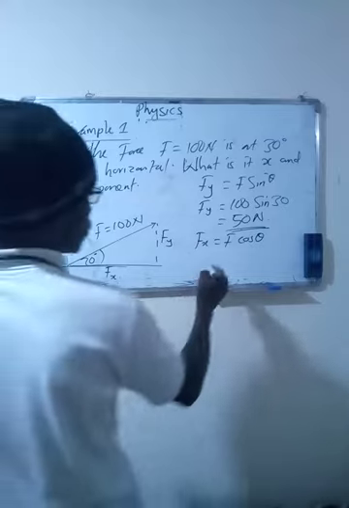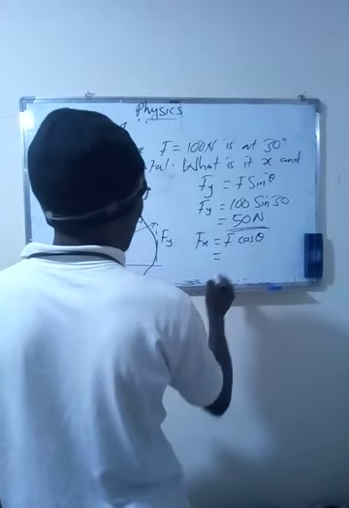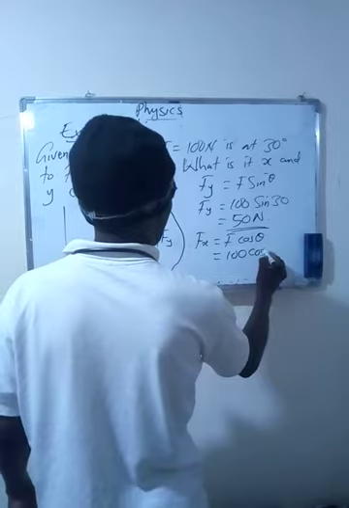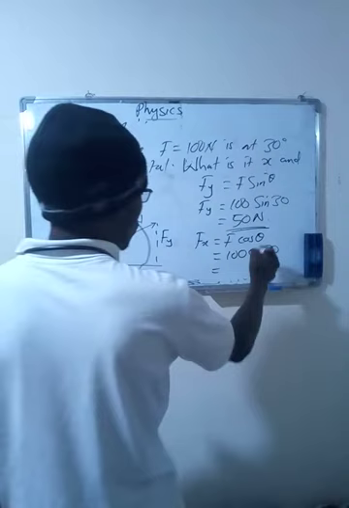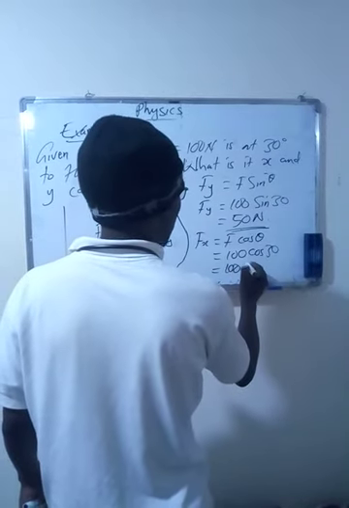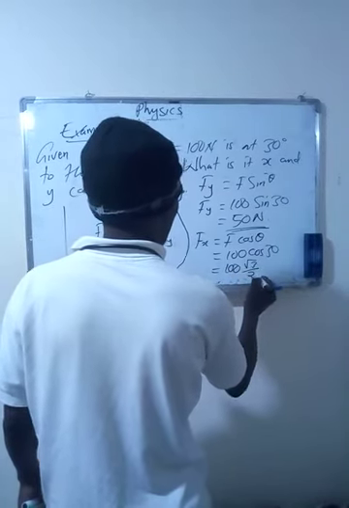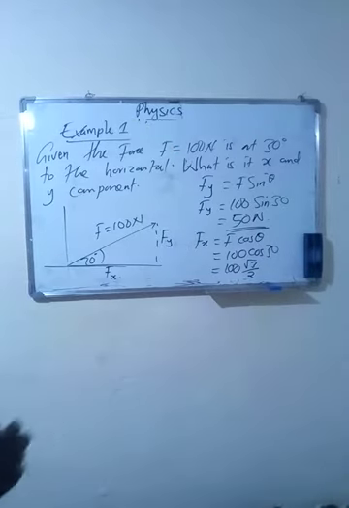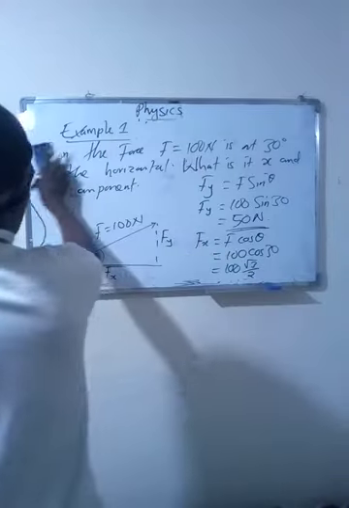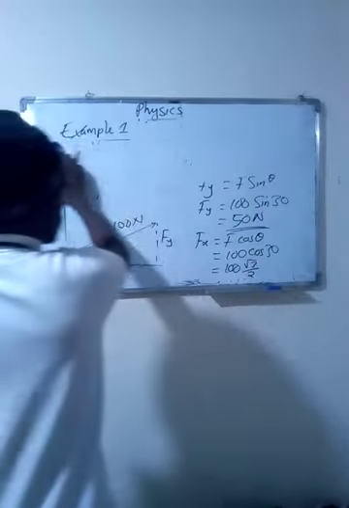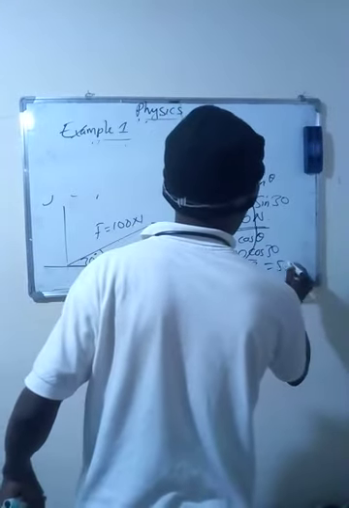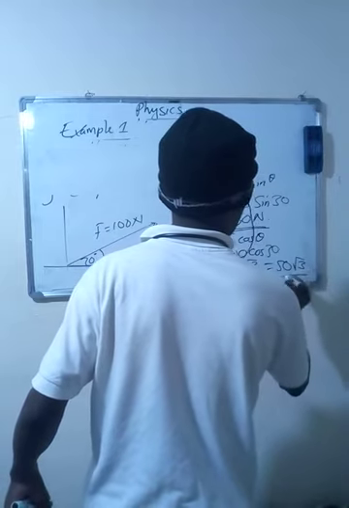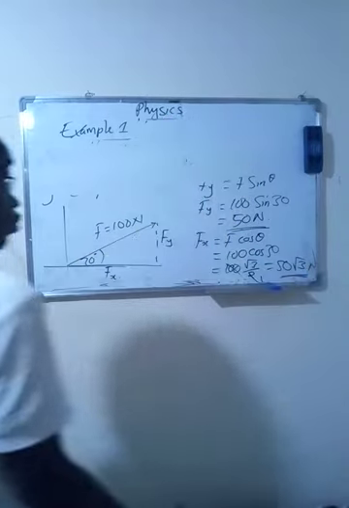Okay, cos 30 is root 3 over 2. If you want to use a calculator, you can use a calculator. It's still going to give you the same answer if you express it in decimals. But 2 there is 1, 2 there is 50, so this is going to be 50 root 3 newtons. If you multiply 50 by root of 3, it should give you the exact answer you are looking for. All right, so that's how you find the components of a vector.